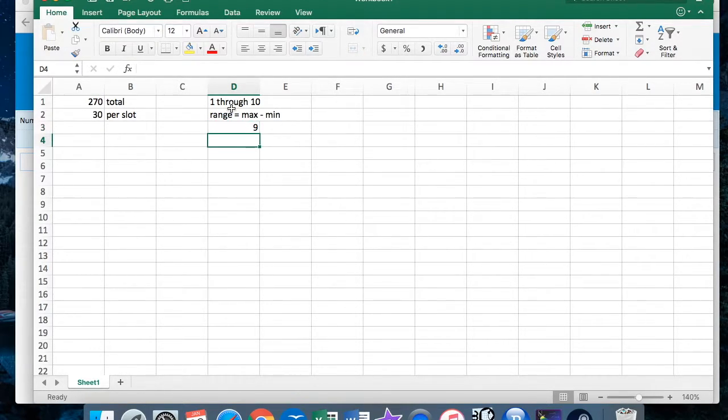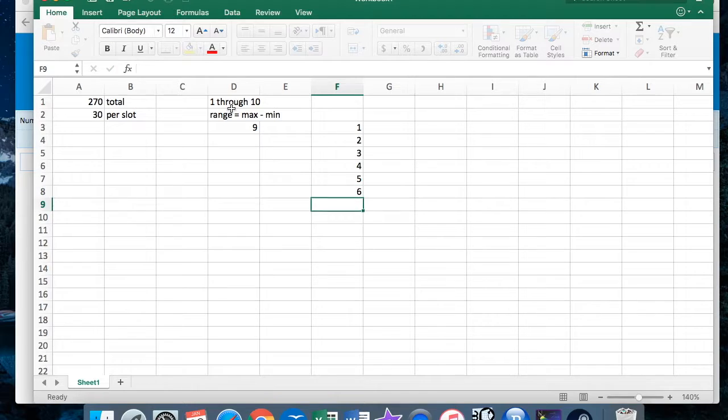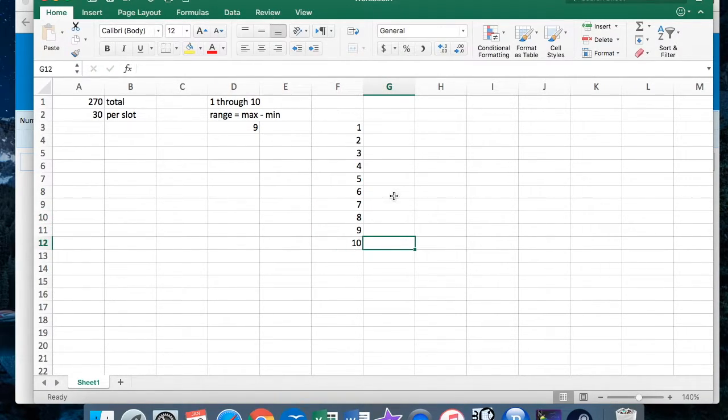So like if I count through this, let's see. 1, 2, 3, 4, 5, 6, 7, 8, 9, and 10. Now how many numbers is this? Let's have Excel count it. So equals count.